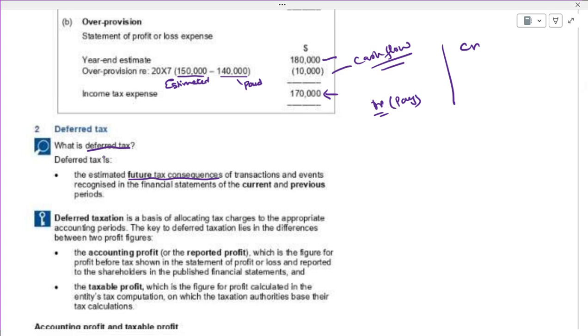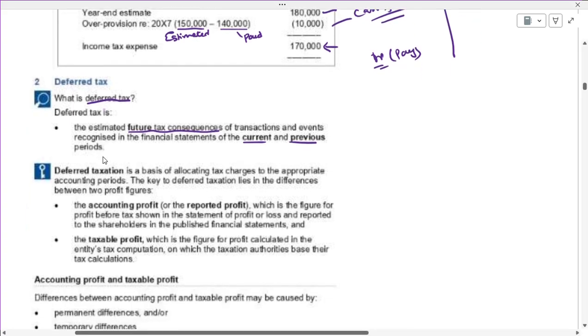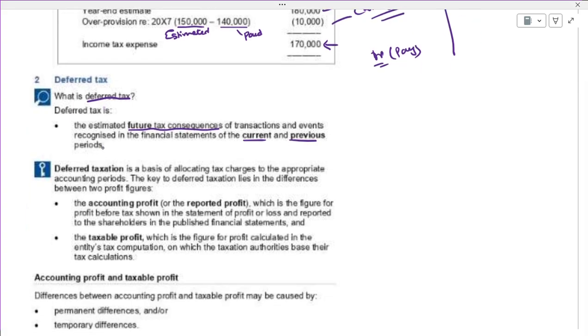In the financial statements of the current and previous periods, what you will pay in future. You are estimating what you will pay in future if the situation arises. From where will this situation come? Of allocating tax charges to the appropriate relevant accounting period.